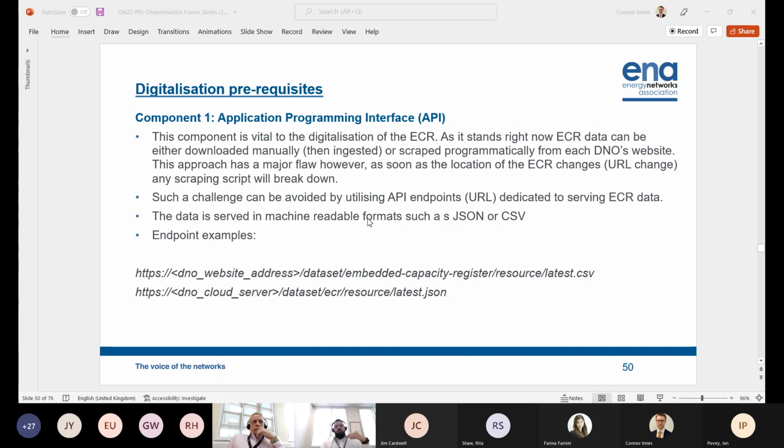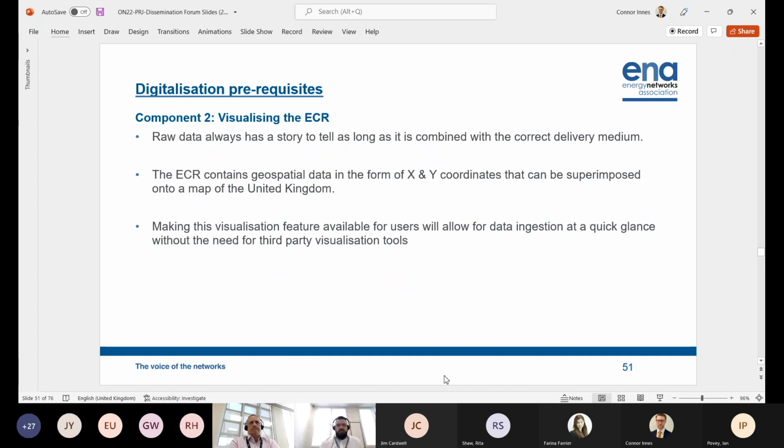And so the format with which this data will be distributed, there are two formats. One is JSON format, and the other one is CSV. And as I said, here's a couple of examples showing what the endpoints could look like. Can we go to the next slide, please?